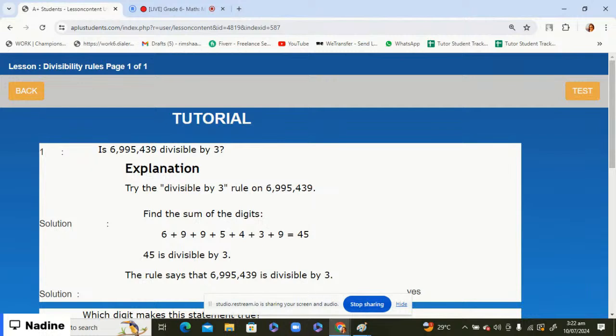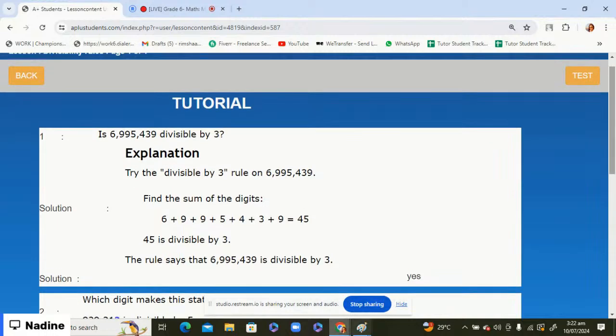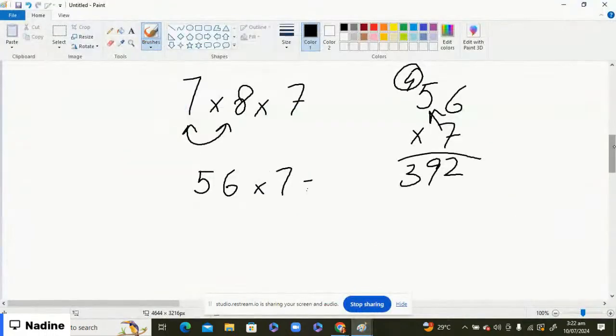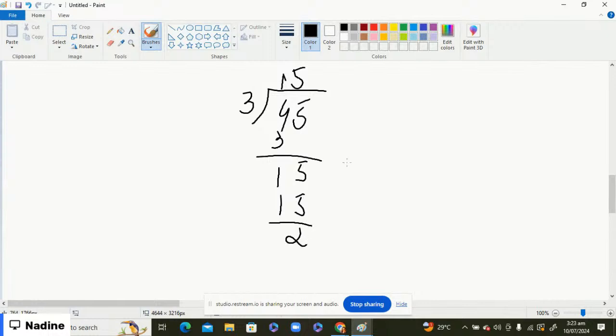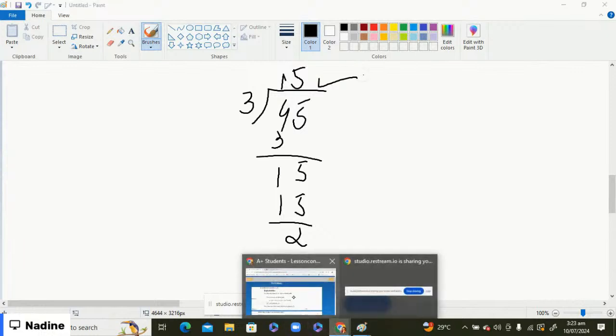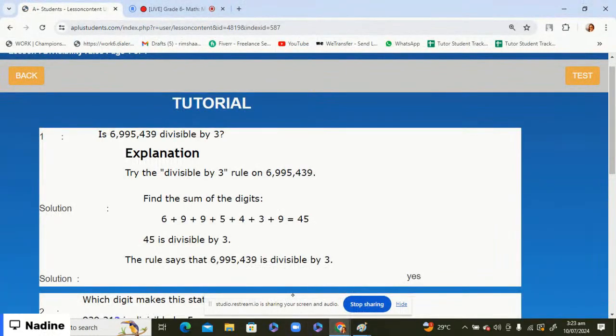Now you divide 45 over 3 and check if it is divisible or not. Let's see when we check. So here is 45 and here is 3. So 3 times 1 is 3, 1 is left, 5, 3 times 5 is 15. So it means that the answer is 15. So here we can say that this number is divisible by 3.